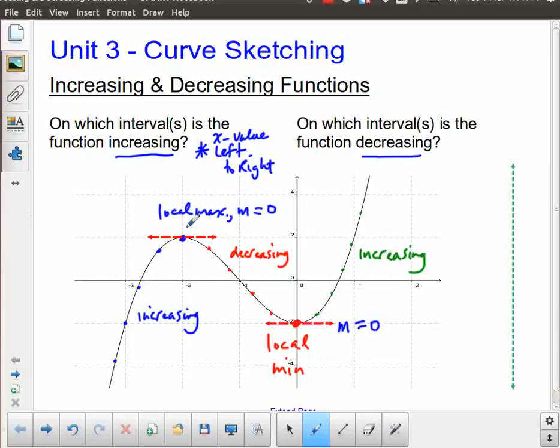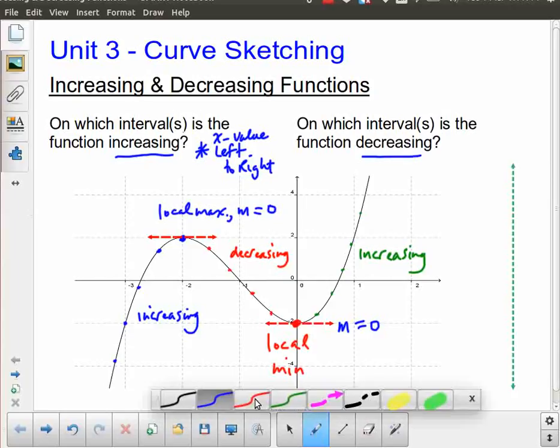So if the presence or the location of a local maximum or a local minimum or any local extrema has something to do with a slope of 0, then how can we define the idea of increasing or decreasing in terms of slope?